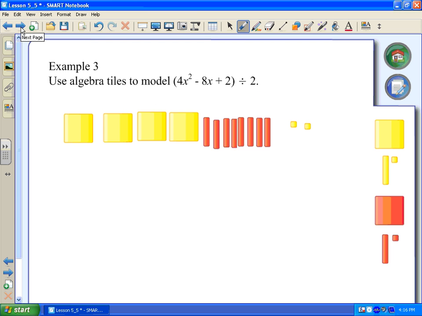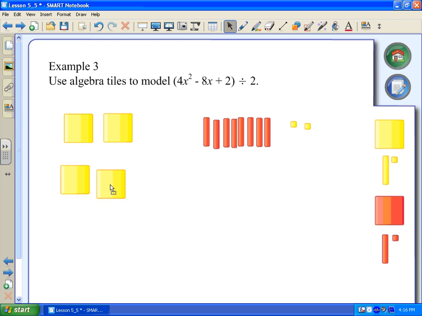All right, let's turn to division. What would it mean to divide by 2? Well, instead of making more groups of, I split them into groups as one of the meanings. So here I have my 4x squared minus 8x plus 2, and I want to make 2 groups out of that, 2 equal groups.